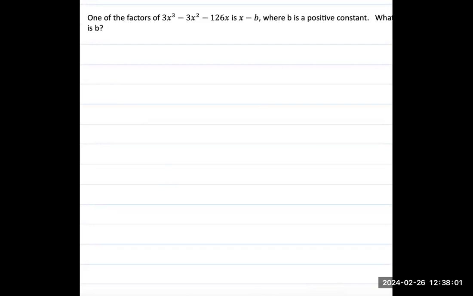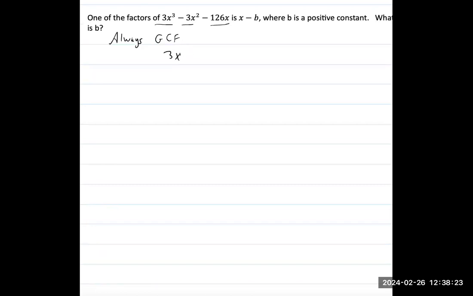This question is talking about the factors of this higher level polynomial. And when you're doing any kind of factoring, you always want to look out for the GCF first. And the GCF here is actually 3x because all three of these numbers have at least one x in them and they all divide by 3.